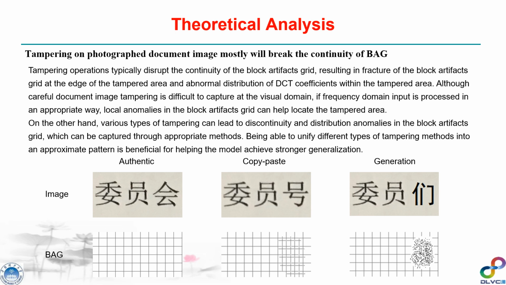On the other hand, various types of tampering can lead to discontinuity and distribution anomalies in the block artifacts grid, which can be captured through appropriate methods. Being able to unify different types of tampering methods into an approximate pattern is beneficial for helping the model achieve stronger generalization.